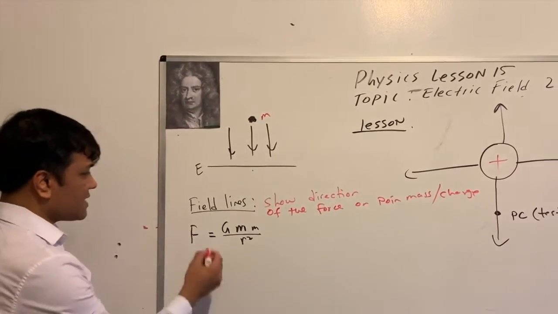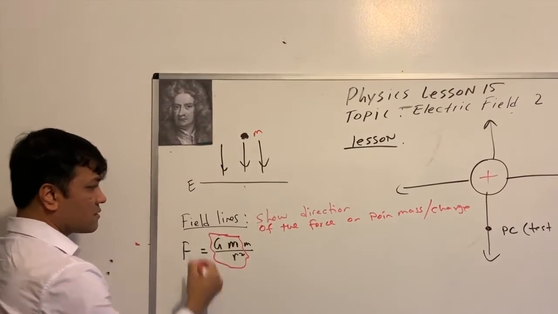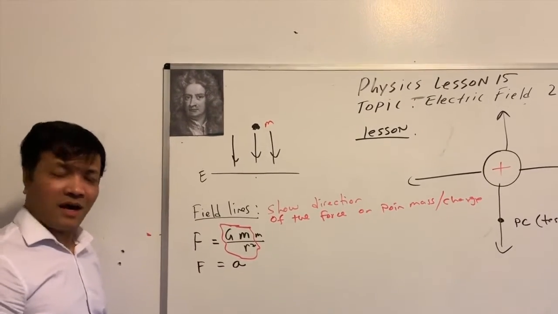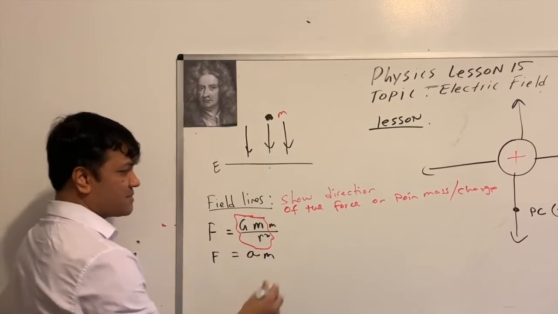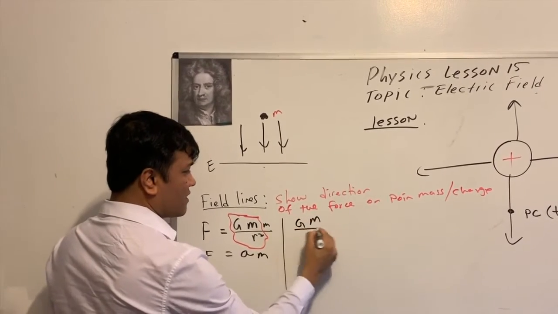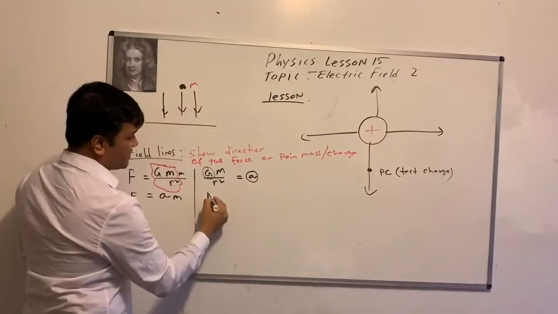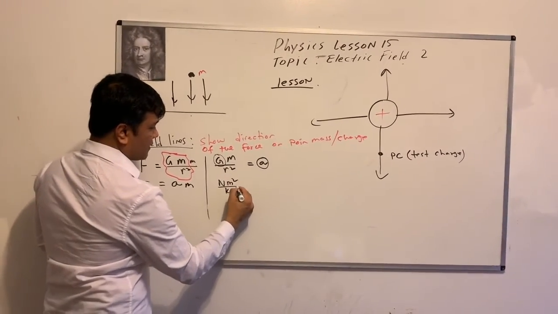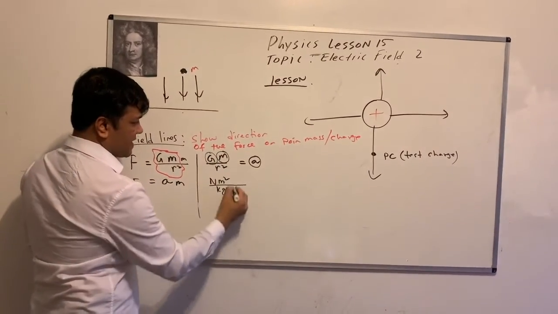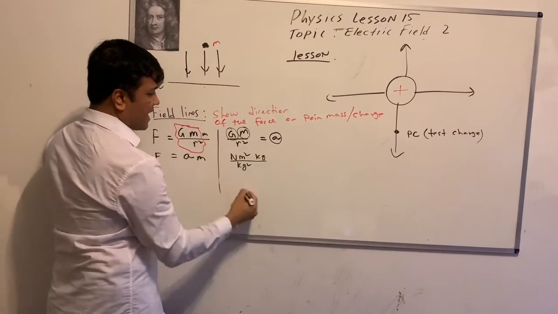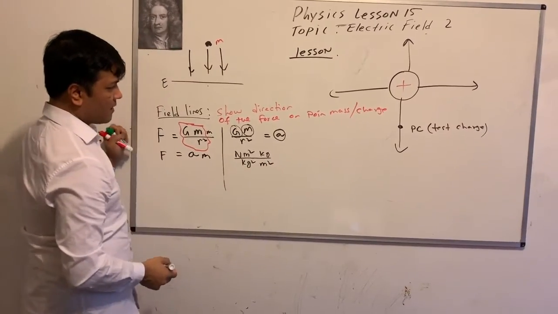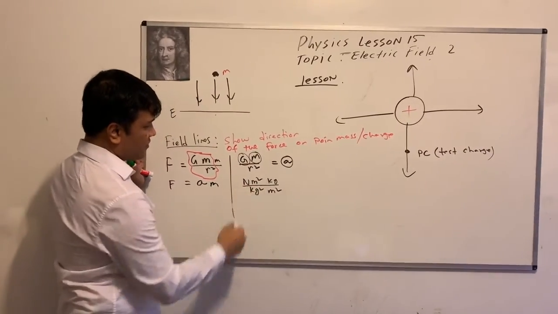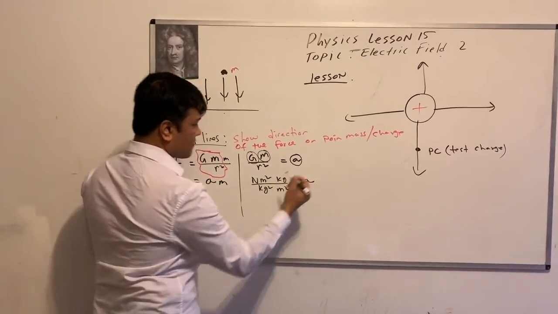Then this must be what? Then this must be A. Voila! How do you know this must be A? I'm going to prove it. Gm over r squared is equal to A. The units are Newton meter squared over kilogram squared, times mass in kilograms, over r squared in meter squared. Let's see whether they make sense. Yeah, they do make sense.